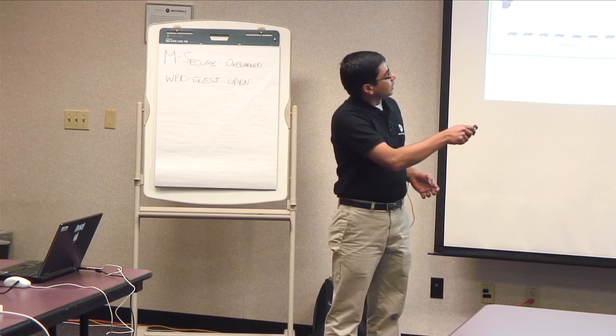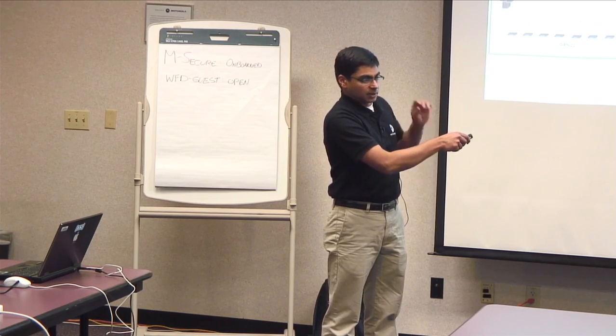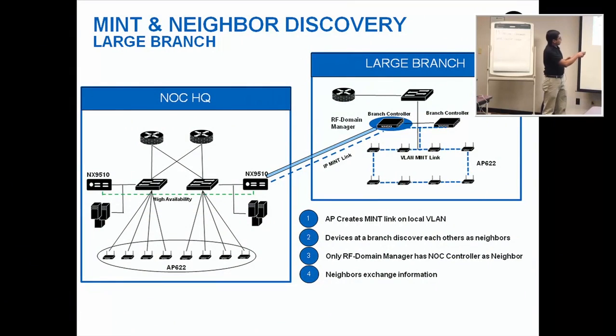let's take this example, right? This network is on a separate VLAN, and your NOC is on a separate subnet, right? They don't have any visibility, right? So what we do is we create an explicit mint link.